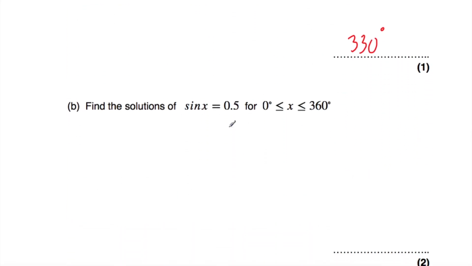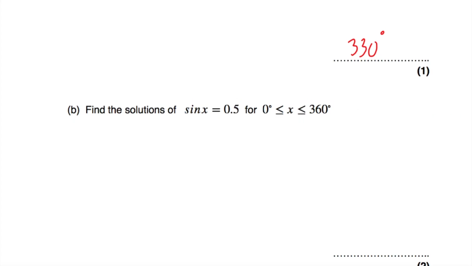Part B, we've been asked to find the solutions of sine x equals 0.5 between 0 and 360 degrees. If you know your exact trig values, you know straight away that's equal to 30 degrees. I know that the sine of 30 degrees is equal to 0.5, and it's quite useful to know those exact trig values.